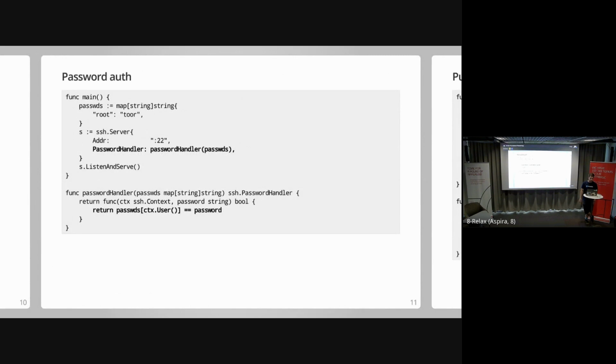The password authentication is done by a registered handler. And the handler is a function that takes context and the password. The context is a struct that contains user, session, and connection information.